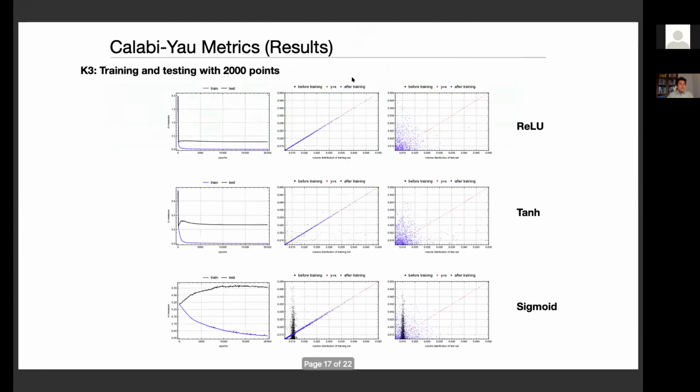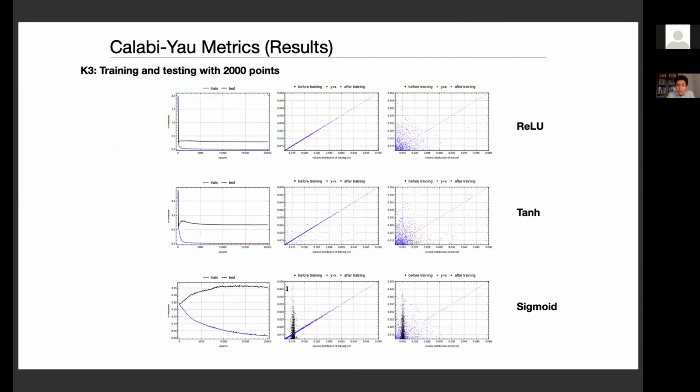So let me just present some results. This is an experiment that we ran for the K3. We were training and testing with roughly 2,000 points. And this is how the sigma measure evolves in the number of epochs.